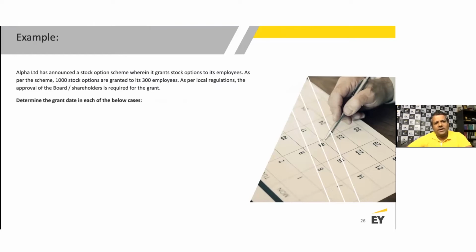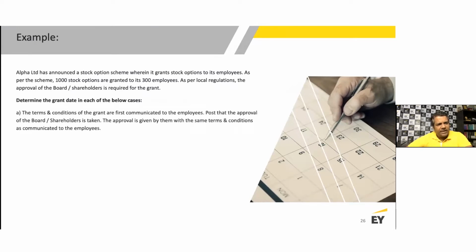Now determine the grant date in each of the following cases. In the first case, the terms and conditions of the grant are first communicated to the employee. After that, the approval of the board or shareholder is taken, and the approval is given with the same terms and conditions as communicated to the employee. So we have to determine the grant date.